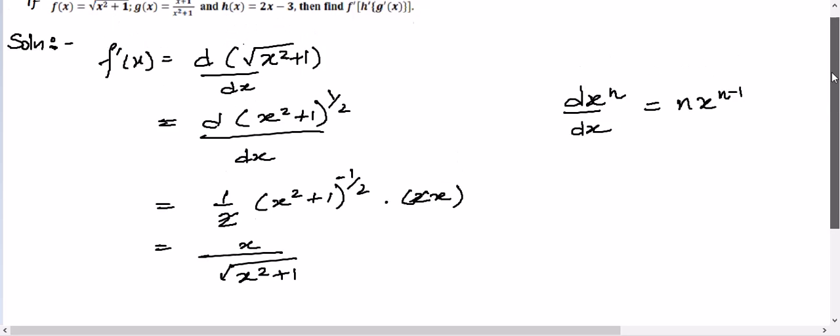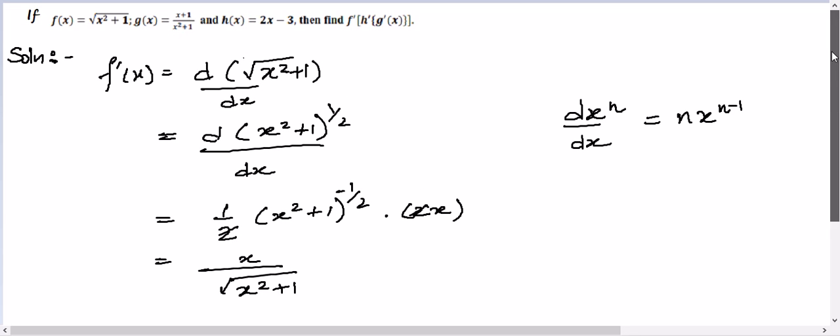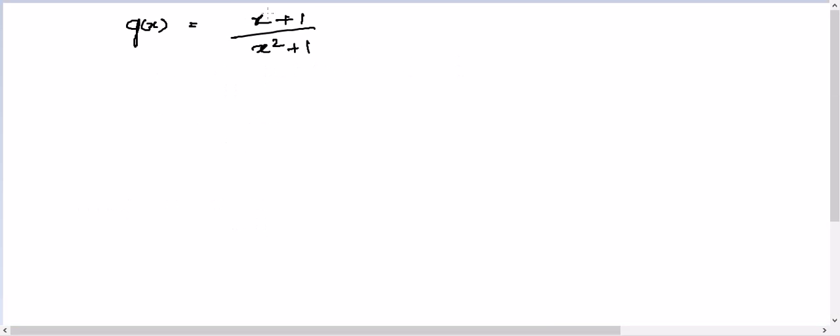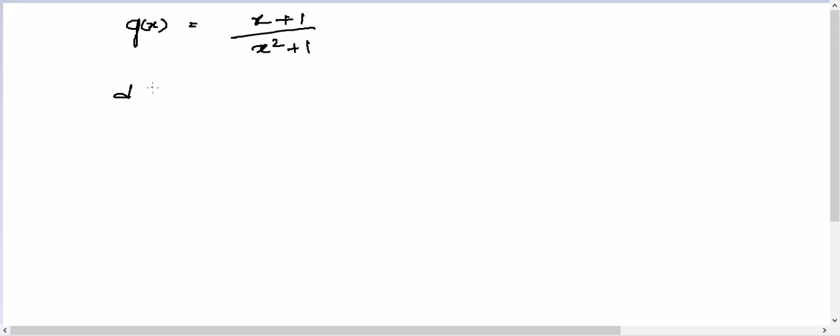Let's differentiate the next function, that is g(x). g(x) is x plus 1 divided by x square plus 1. To differentiate g(x), as you can see, we have the term x plus 1 in the numerator and x square plus 1 in the denominator, so we are going to use the quotient rule. When we have one function divided by another, we need to use this formula. So using the quotient rule, let's go ahead and differentiate it.